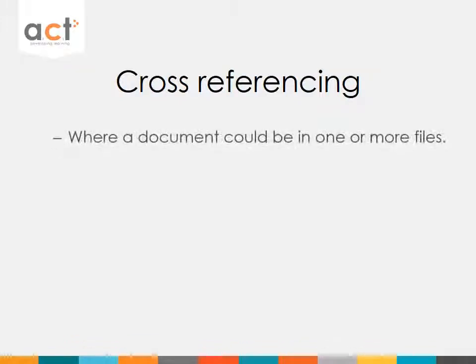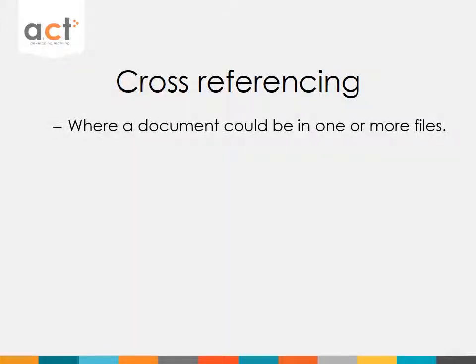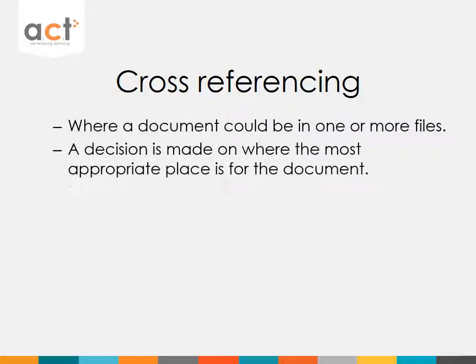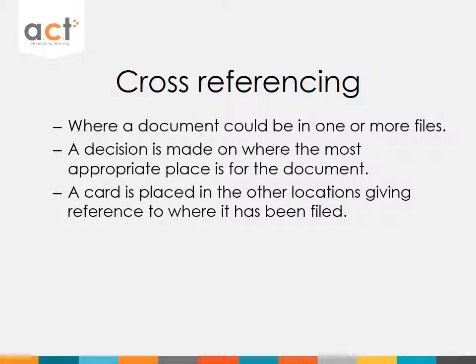Cross-referencing is where a document could be in one or more files or different locations. A decision is made on where the most appropriate place is for that document. A card is placed in the other locations giving reference to where the original has been filed. This saves the document being copied to each file.